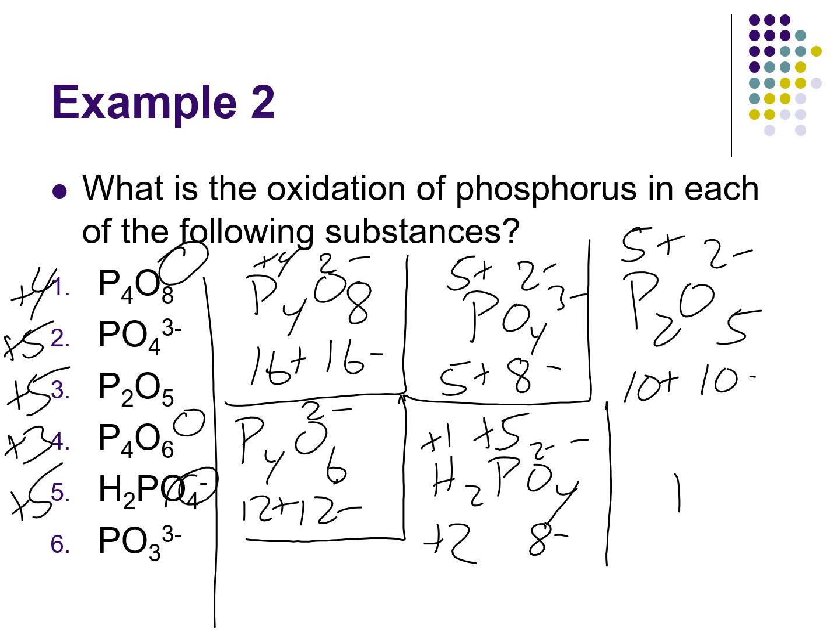And finally, PO3 3 negative charge, phosphite. Oxygen, once again, is a 2 negative. There's 3 of them, so 6 negative. Overall compound has a charge of 3 negative, so that means that the phosphorus has to be providing a 3 plus. There's only 1 phosphorus, so plus 3.